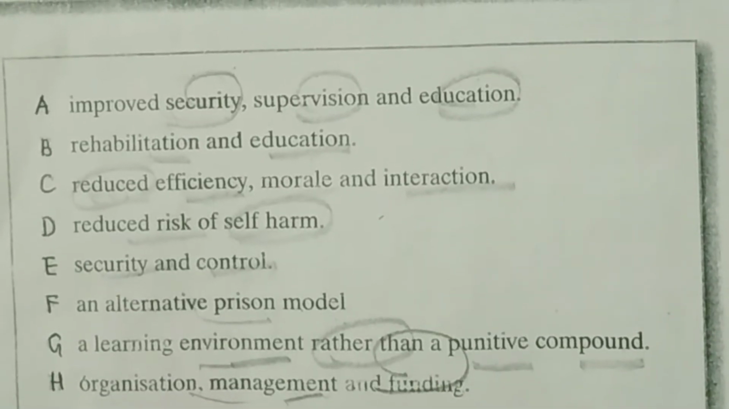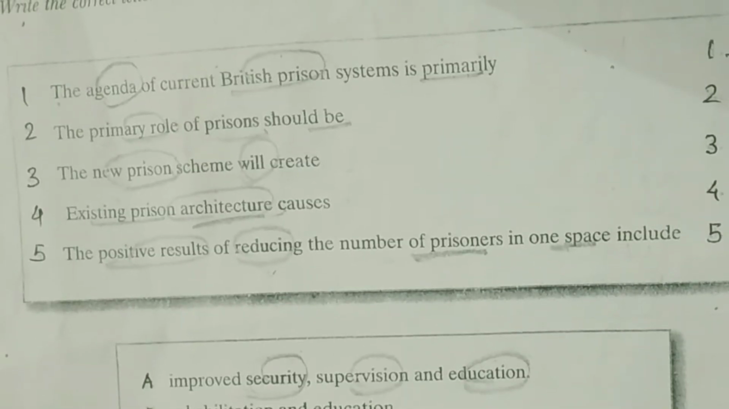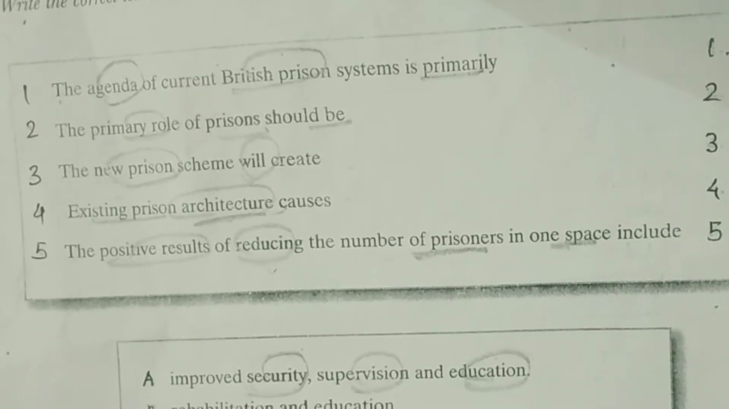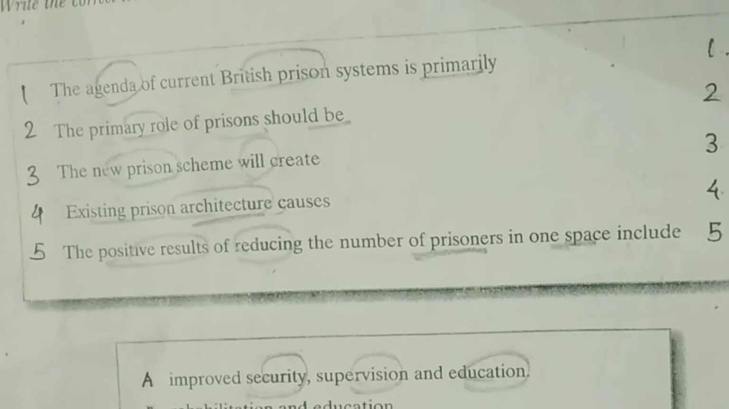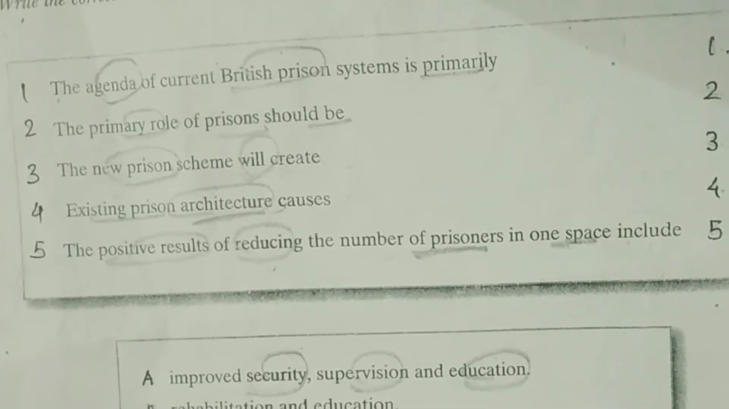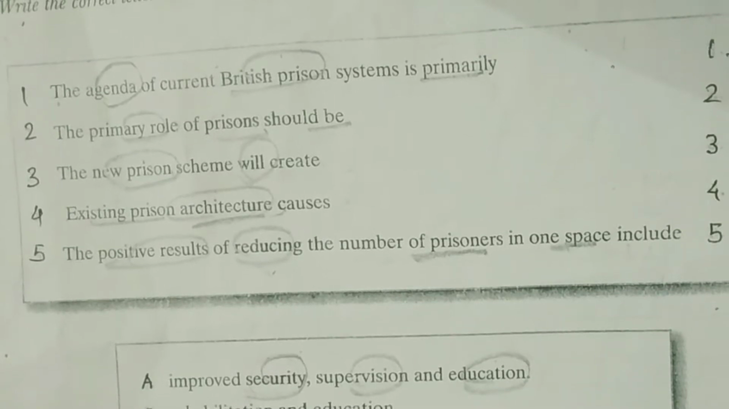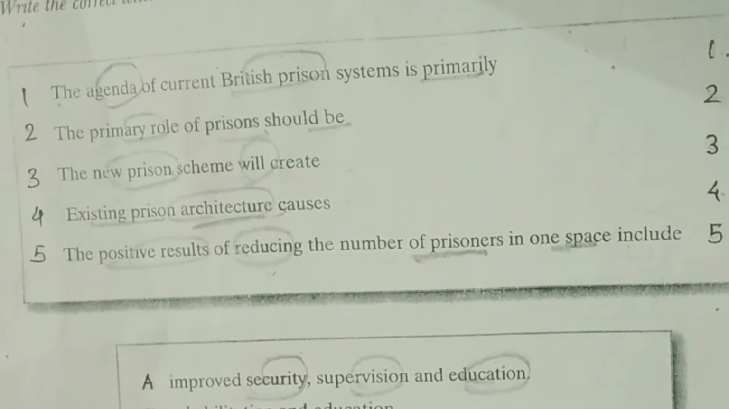Now let's go to the passage, but before going to the passage, just read the keywords that I have marked in the first two questions. The first one is agenda of current British prison, primarily, and primary role of prison should be. Now let's go to the passage.